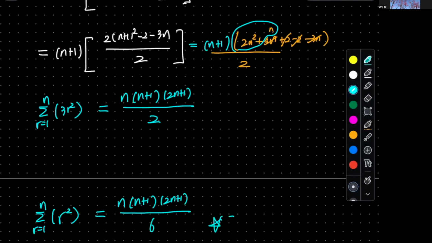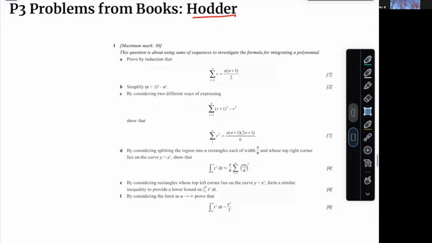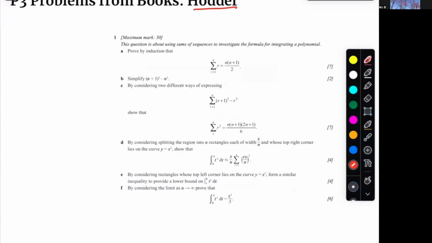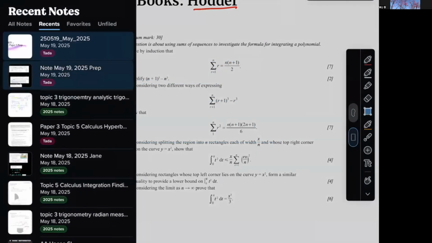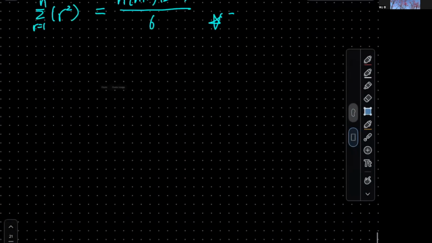Okay, so always, if they ask you to prove it, you cannot use the result. Okay, so that is great. So we have done A, B, C. But here's a word of advice. Of course, the question can extend. Okay, guys, the question can extend.